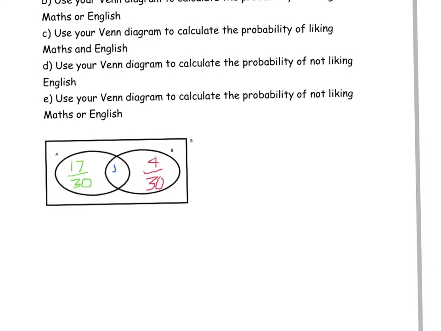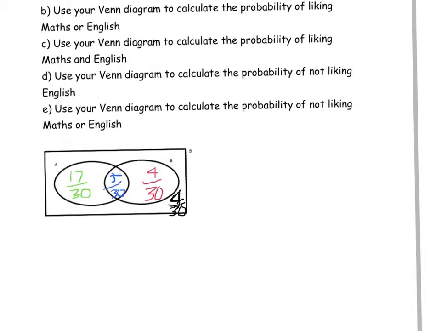Now, to find out the remaining, we just need to add those 3 up and take them away from 30. So 17 add 4 is 21, add 5 is 26. That means we've got the remainder probability is 4 out of 30. So this remaining section is 4 out of 30. So now we can use this to calculate the various probabilities we've been asked.